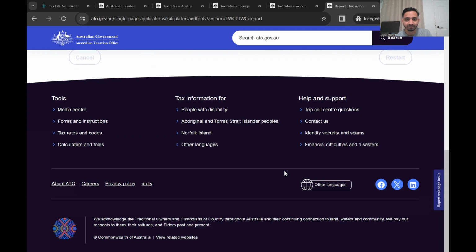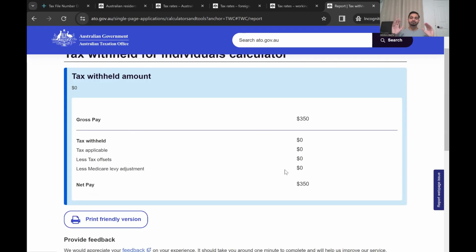Let's calculate that. You see, his tax withheld should be 0, because he's a perfect candidate who earns only 18,200, and he shouldn't be getting withheld any tax, because his pay is under the tax-free threshold. He earns 350 and he should be getting back 350. His net pay and the gross pay should be equal to each other.